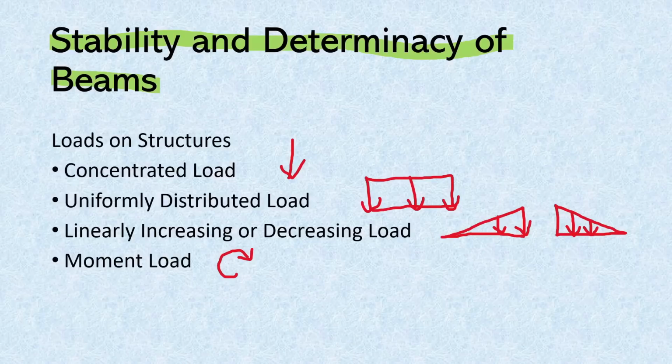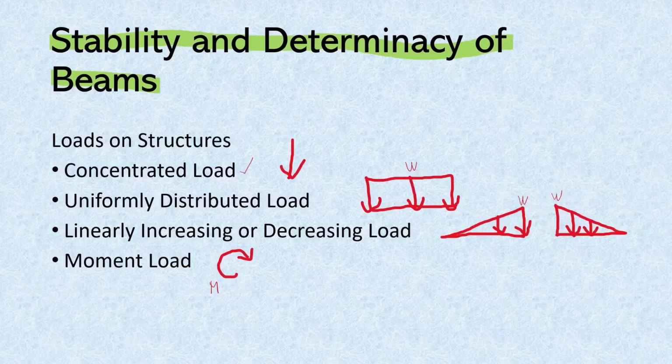Now, for the loads on structures, we have a concentrated load, which is just one load, and then we have a uniformly distributed load which acts over a span. This is usually labeled as W, and also this one, and then this is M. When we talk about a uniformly distributed load, it's just a load that's applied constantly over a whole span.